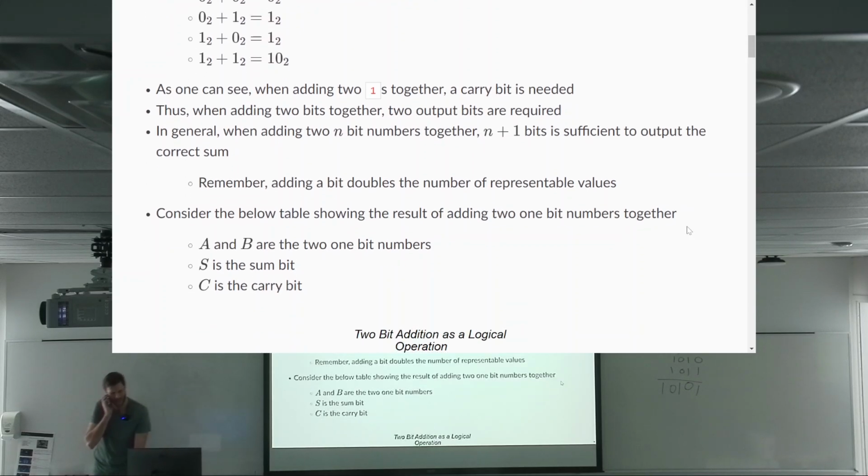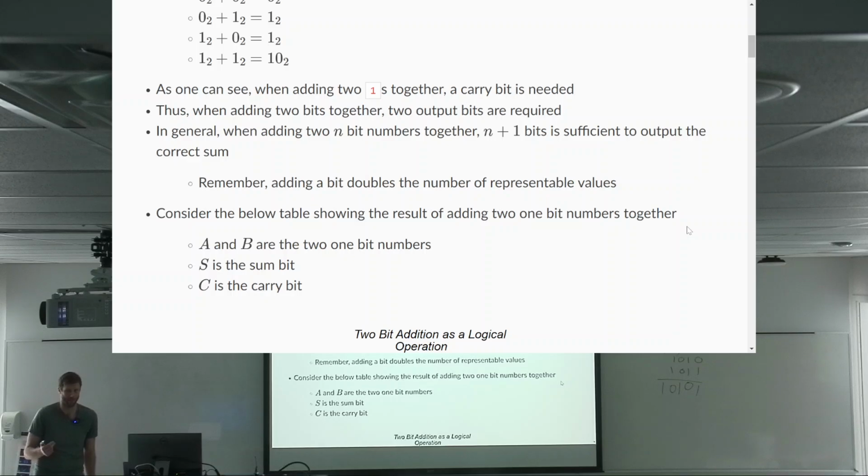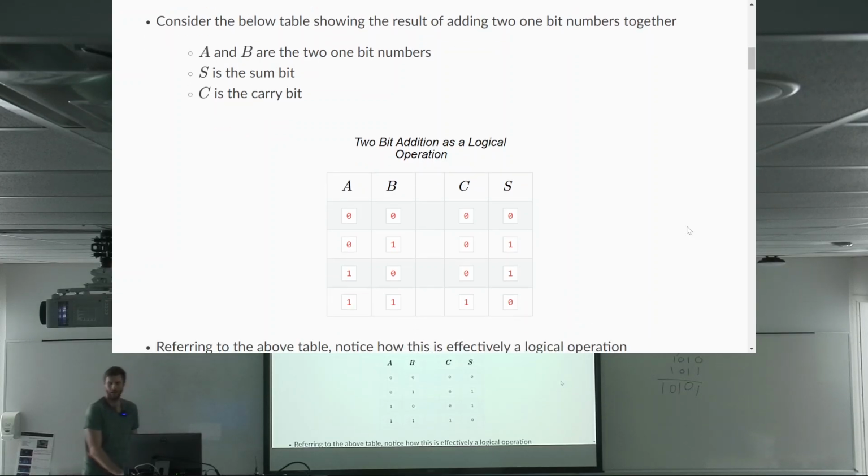So consider the below table showing the result of adding two 1-bit numbers together. A and B are the two 1-bit numbers. S is the sum bit, and C is the carry bit. We were talking about addition, but I feel like if I show you 2-bit addition like this, it becomes pretty clear that it's just a function. It's just a logical function, right? If this is the input pattern, I output that. If this is the input pattern, I output that, and so on and so on.